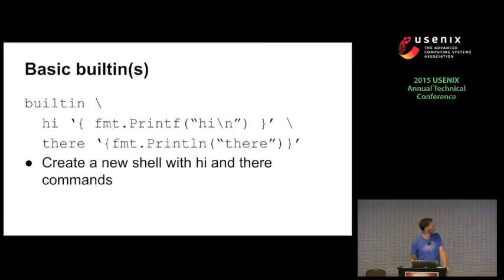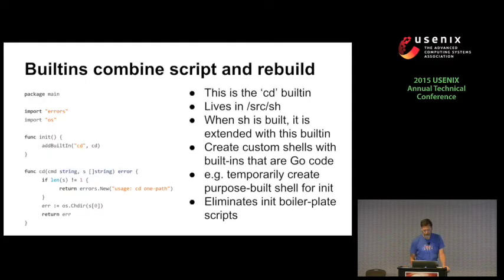So here's what a shell built-in can look like. In this case, I'm naming two built-ins. One's called hi, one's called there, so that when I get the new shell, if I type hi, it says hi, and if I type there, it says there. The Go fragment is a single argument in the quotes, and hi is the name of the command, and there is the name of the other command.